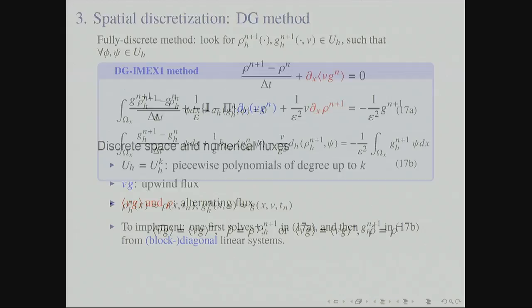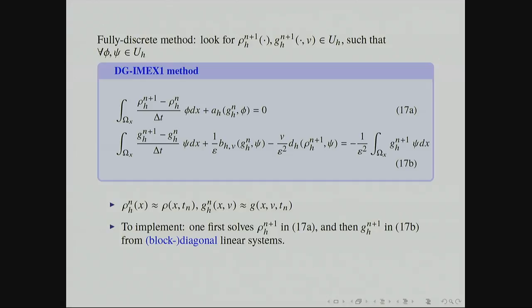Once we know how to do it in time, here it's first order in time for now, and in space we apply DG, which is formally arbitrary order. You can put them together and get a fully discrete scheme, which we call DG MX1. And from here I want to point out the cost. If you know the solution at the nth time level, you first solve 17A to get rho at the next time level. This will involve inverting a mass matrix. Then since this term is known, you can move this one to that side and again invert the mass matrix. We know for the DG method, the mass matrix is either diagonal or block diagonal. I do want to mention we have a very simple scattering operator. That's why it's trivial to handle this scattering term.